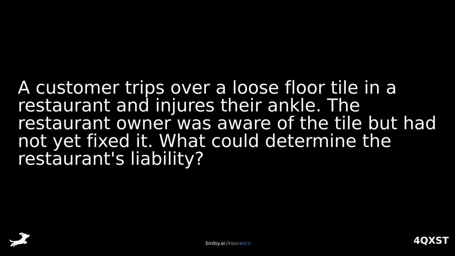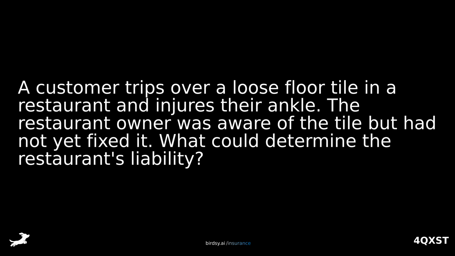Operations exposures, work performed, contractor liability. What is the primary purpose of premises and operations liability insurance? Is it A, to cover bodily injury and property damage on premises, B, to insure against employee theft, C, to protect against cyber attacks, or D, to cover product recalls? The answer is A, to cover bodily injury and property damage on premises.